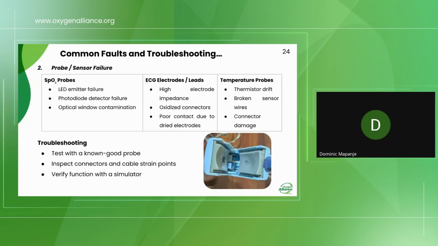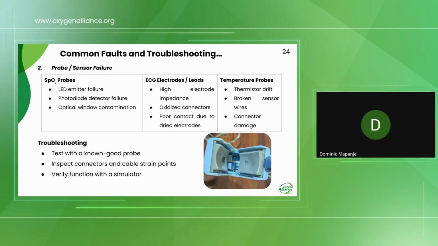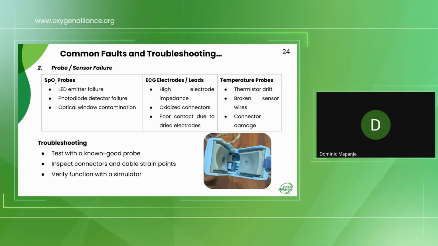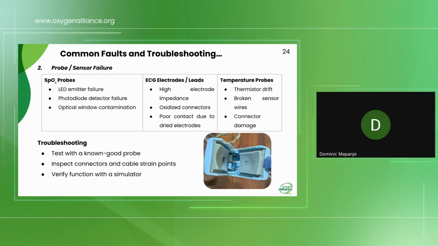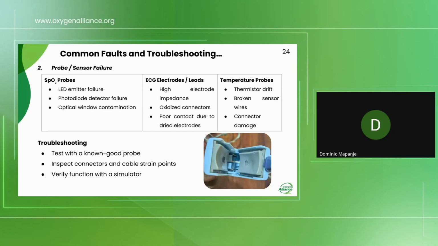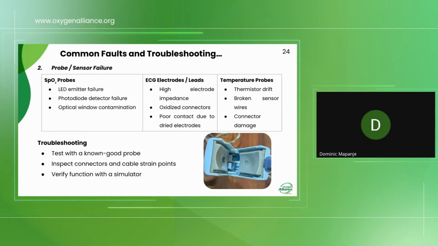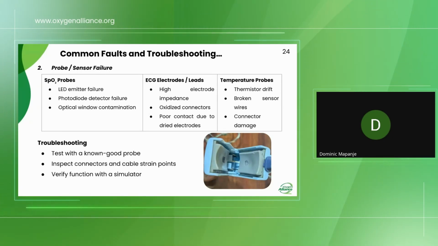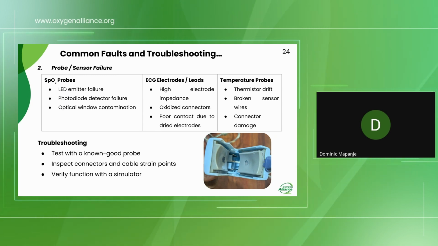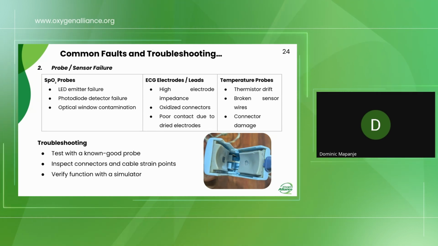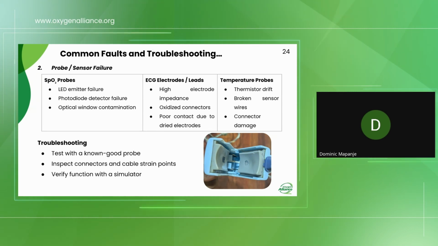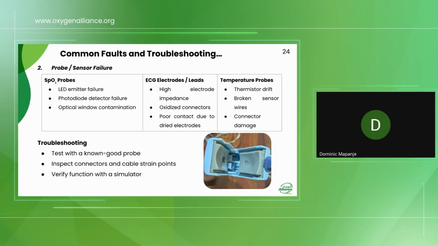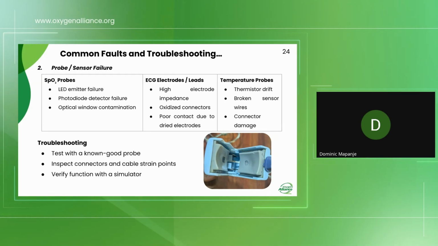Or it can be poor contact due to dried electrodes. So the gel that you put on the electrodes can be dried out, so there's poor contact. For temperature probes, it can be thermistor drift. Most medical temperature probes use a thermistor, which is a resistor whose resistance changes with temperature. Thermistor drift occurs when the resistance-to-temperature relationship changes over time, so that can be the cause of failure with the temperature probes.